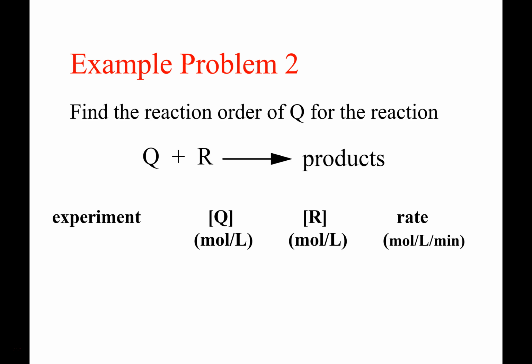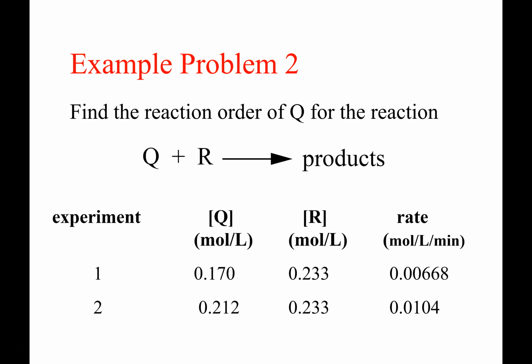So we're going to run it a couple times. So these are 2 different trials. And a few things pop out at you. One is R is held constant, which is good. That makes our life easier. But the other thing about Q is that we're not doubling it. So we can't use inspection like we did before. So we have to use something else.